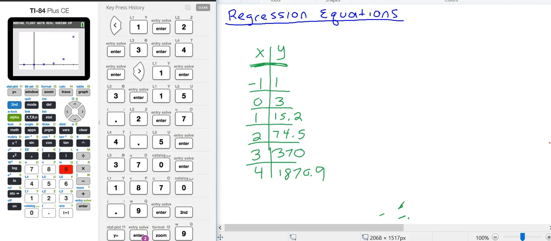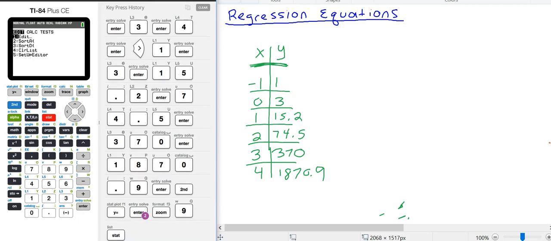Now to actually calculate the exponential regression equation, we're going to press Stat, right arrow to Calc, scroll down to ExpReg, exponential regression, and press Enter. Our x list is L1, our y list is L2. We don't have a frequency.